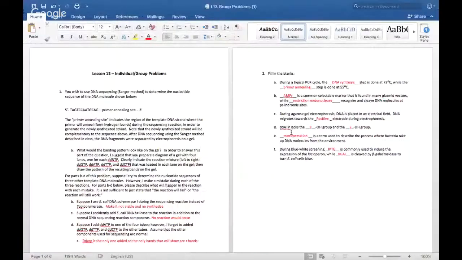Yep. Okay. Now B, AmpR is a common selectable marker that is found in many plasmid vectors, while restriction endonuclease recognizes and cleaves DNA molecules at palindromic sites. It's good enough for me. C, during agarose gel electrophoresis, DNA is placed in an electrical field. DNA migrates toward the positive electrode during the electrophoresis. It goes away from the negative. D, ddATP lacks the 3'-OH group and the 2'-OH group.